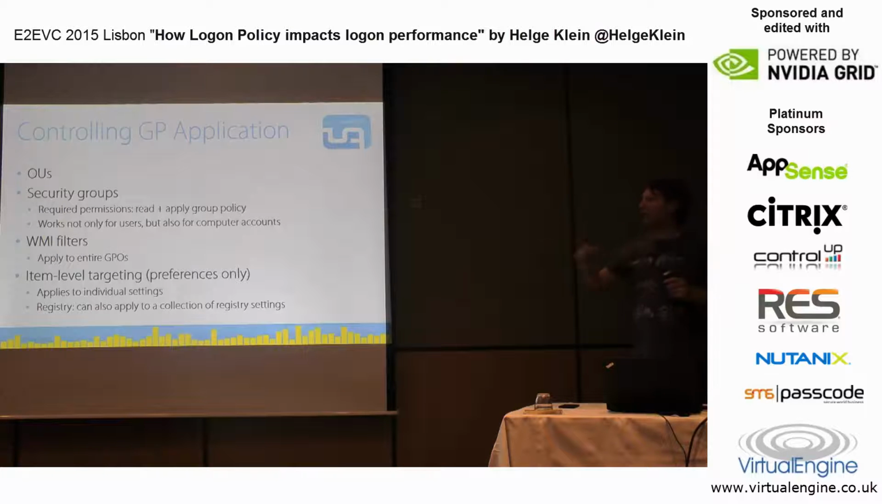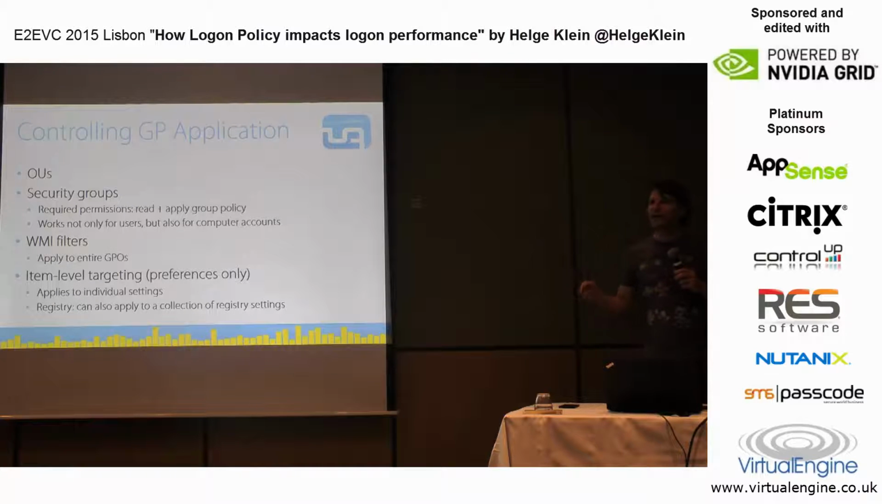Now, those two are fairly well known, so I won't go into that in more detail, but the interesting things we'll see a few numbers about right now are WMI filters and item level targeting. With a WMI filter, you can configure a WMI query, and that WMI query is run before a group policy object is applied. If that WMI query returns true, the group policy object is applied. If it returns false, the object is ignored.